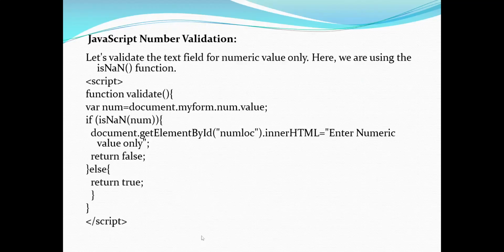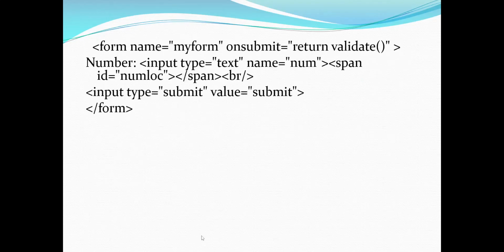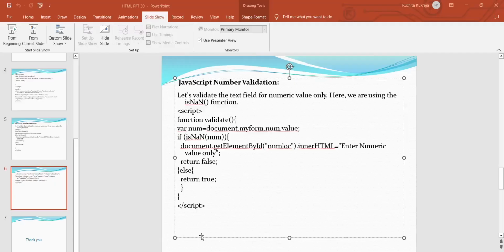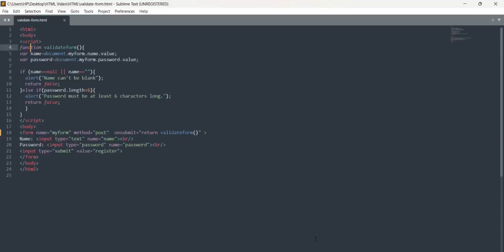For the number validation, you can try to execute this. It is going to work in the same format. Hope the function is clear and how the validation is done using a function.